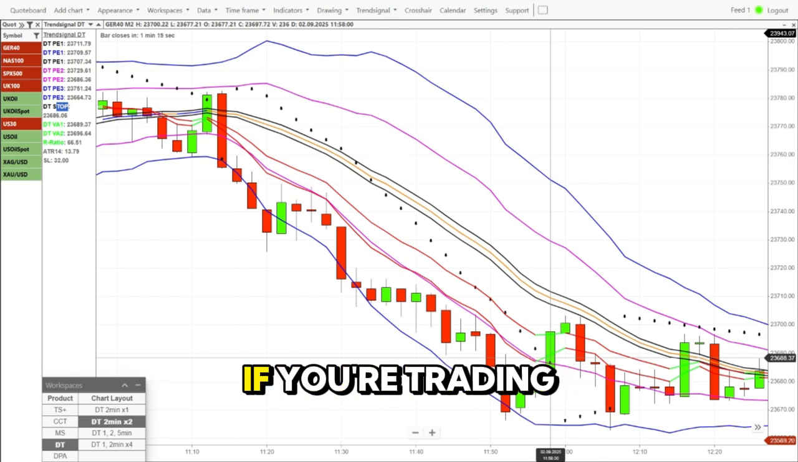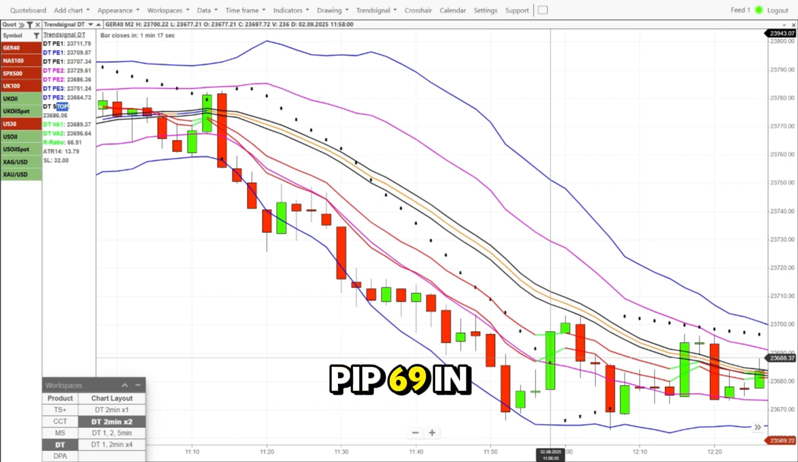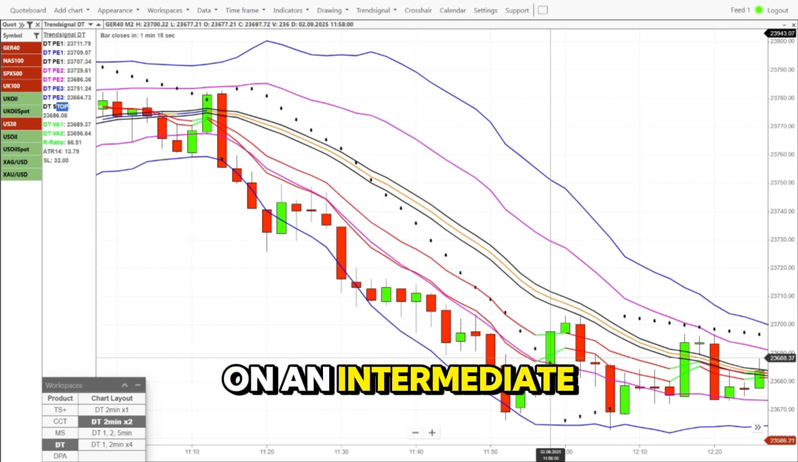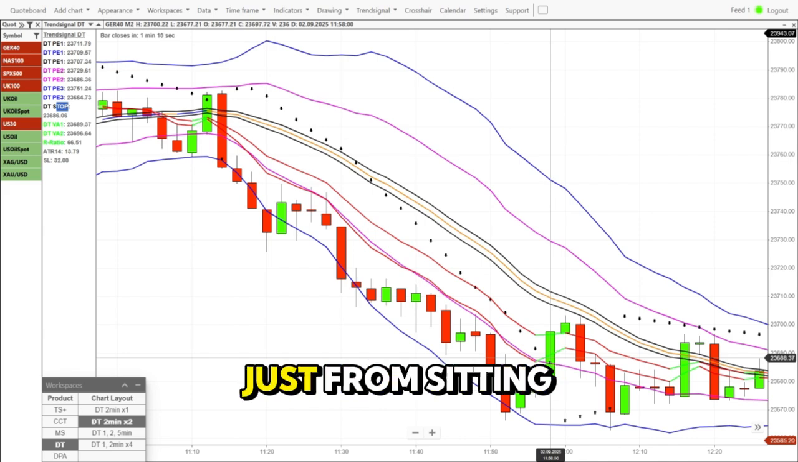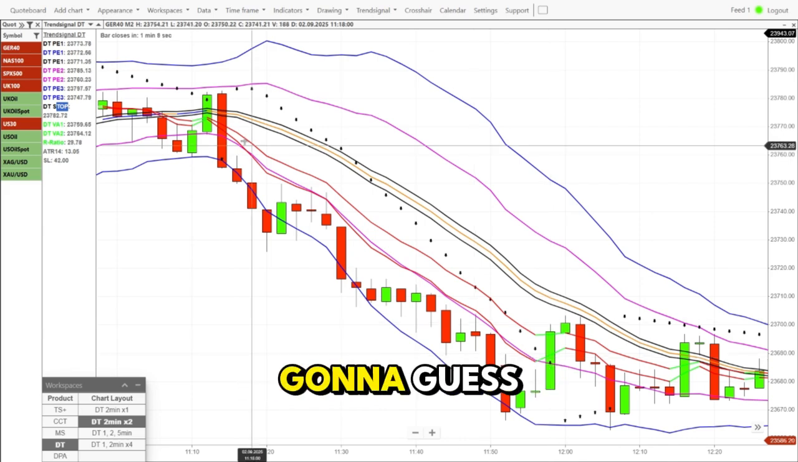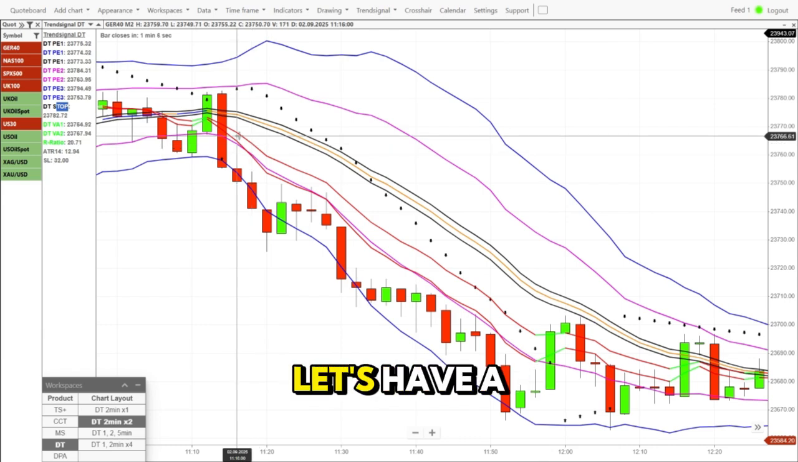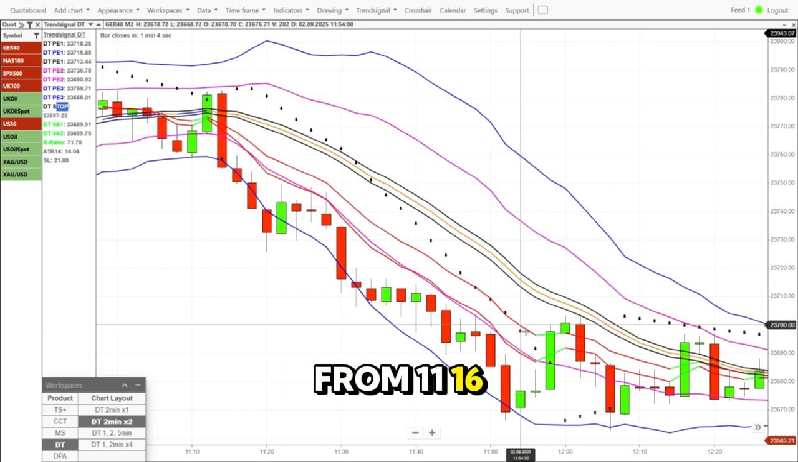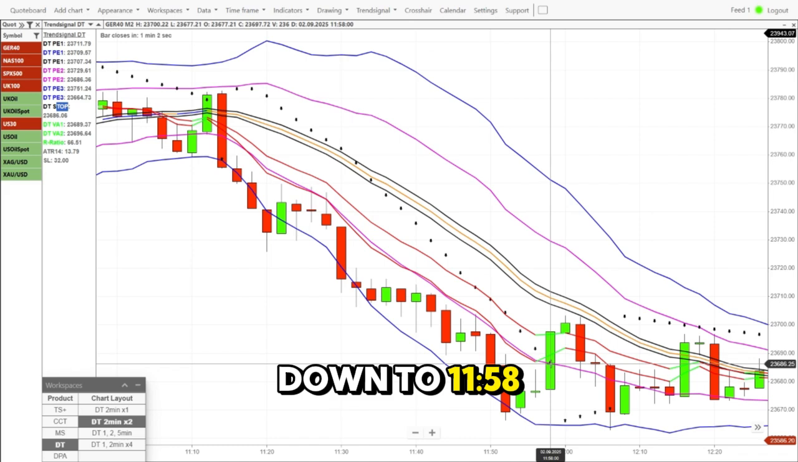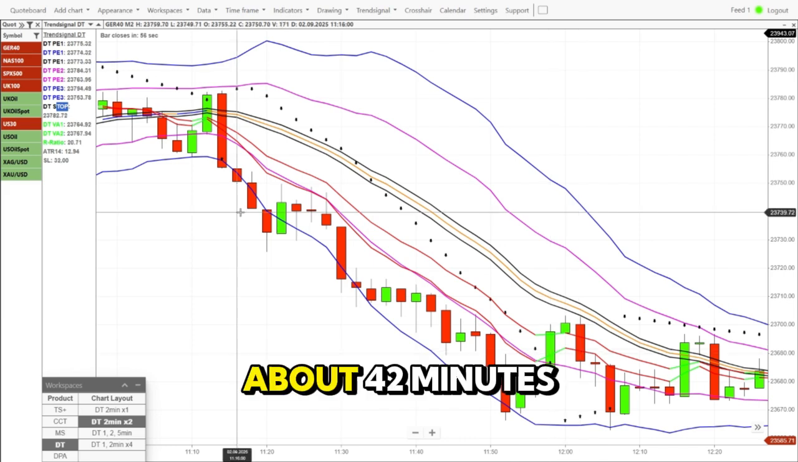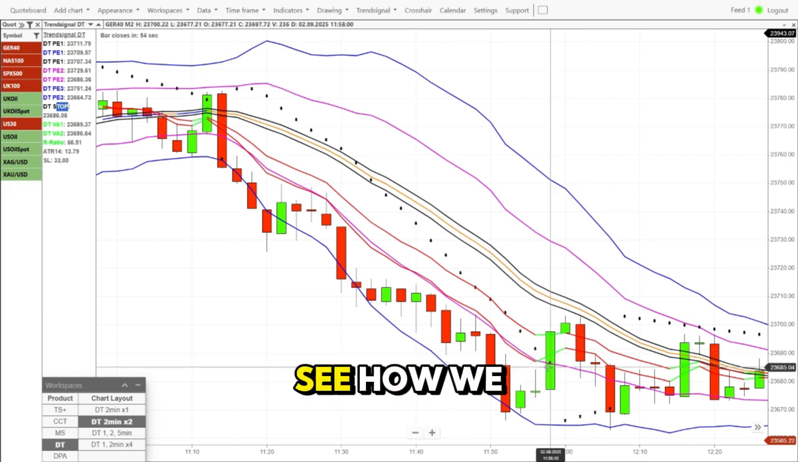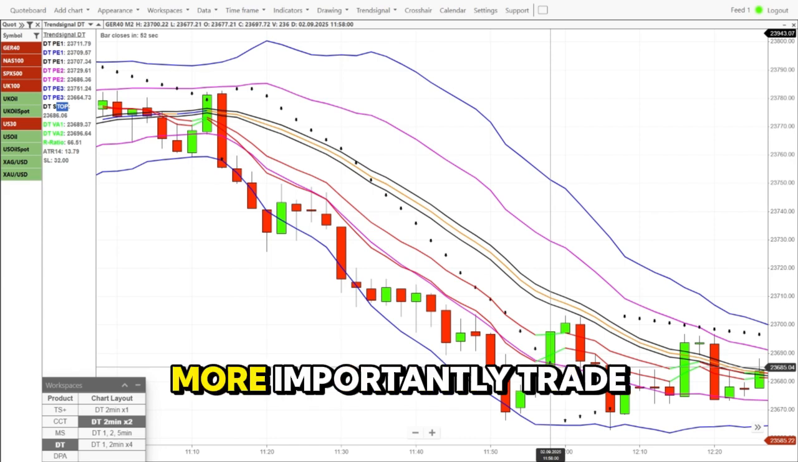But 69 pips, if you're trading at £1 per pip, that's £69 in your pocket. If you're trading on an intermediate sized account, £5 per pip, you're looking at a good few hundred pounds just from sitting in this trade for what I'm going to guess is probably the best part of 20 minutes. Let's have a look. So it goes from 11:16 down to 11:58. So you're looking at the best part of 40 minutes there to run this trade through. About 42 minutes.